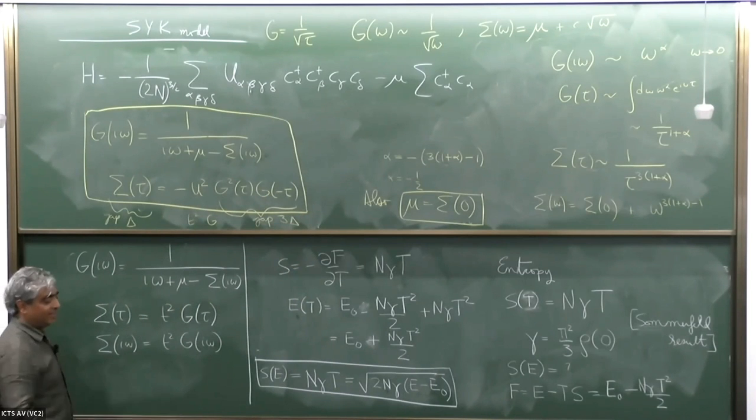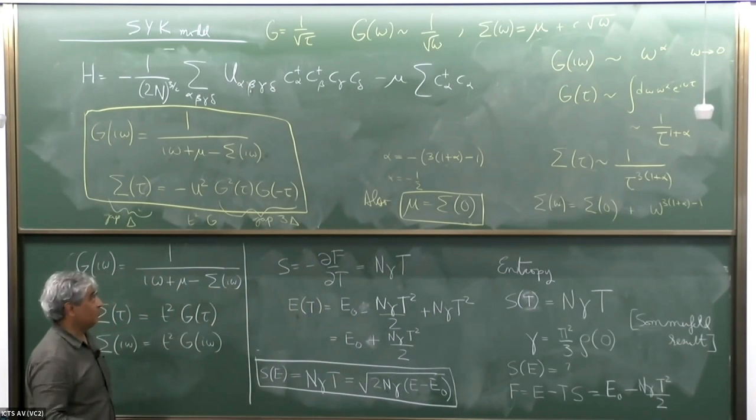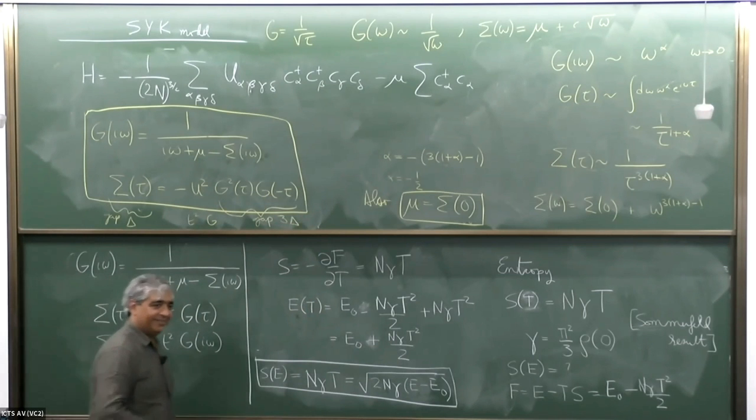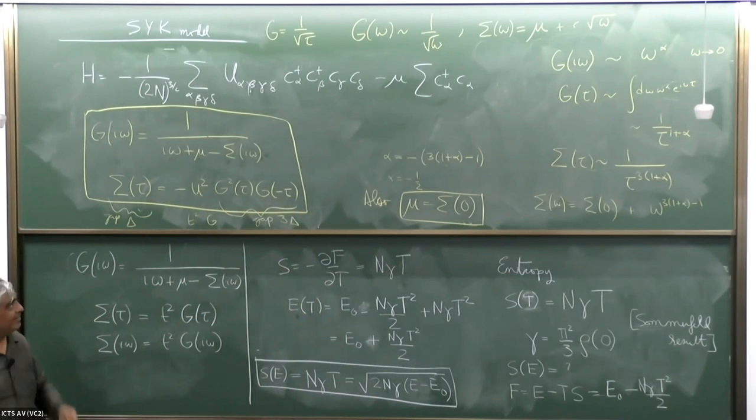One, as we'll see, leads to a solution with a zero temperature entropy. The other one doesn't, and so on. One has quasi-particles, the other one doesn't. One is related to quantum gravity and the other isn't. I see. Yeah, okay, we'll get back to that.